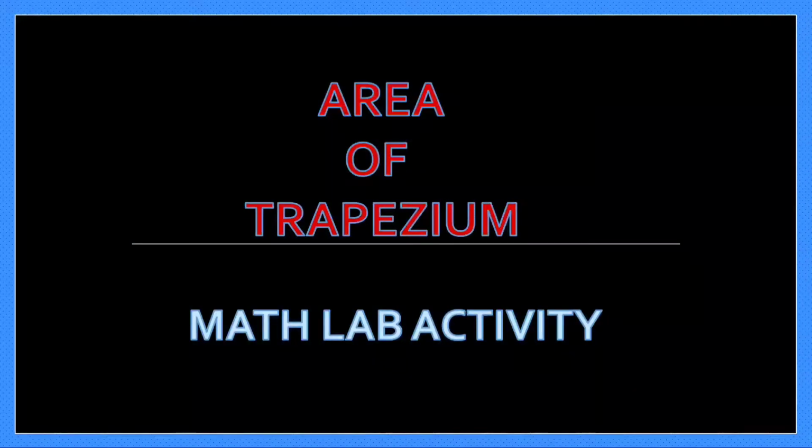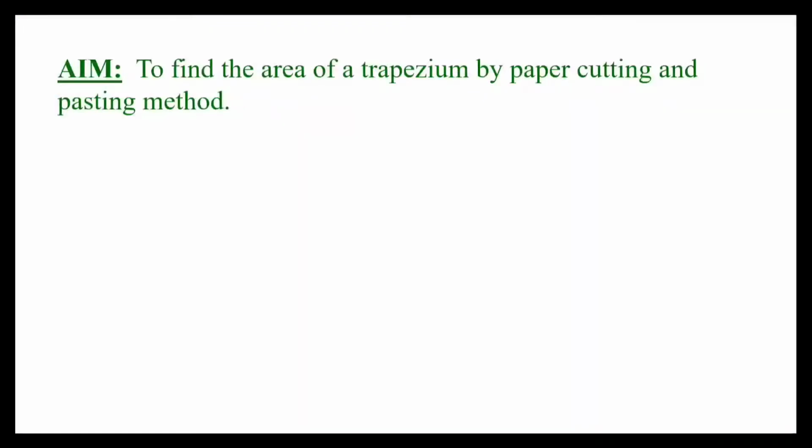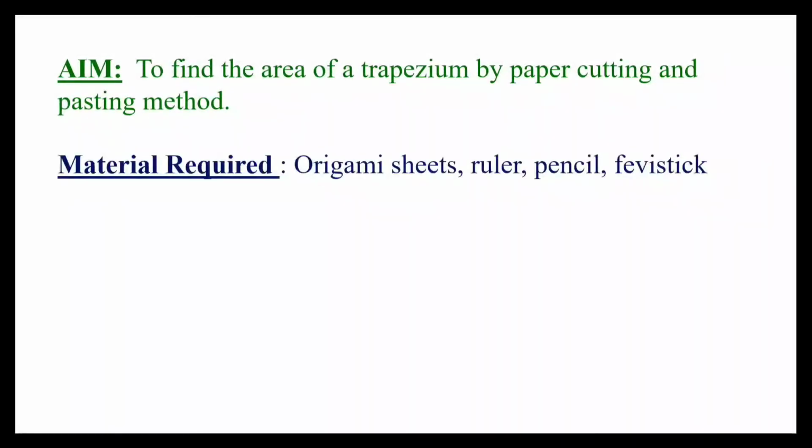Hello everyone. In this video, we will be doing the activity for finding out the area of a trapezium. Let us begin. So the aim of the activity is to find the area of a trapezium by paper cutting and pasting method. The material required is origami sheets, ruler, pencil and fevistick or any other adhesive.